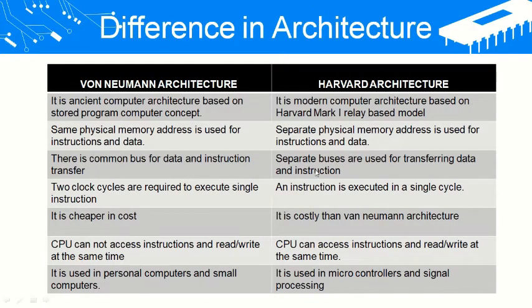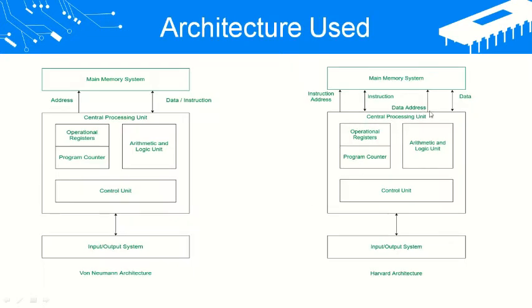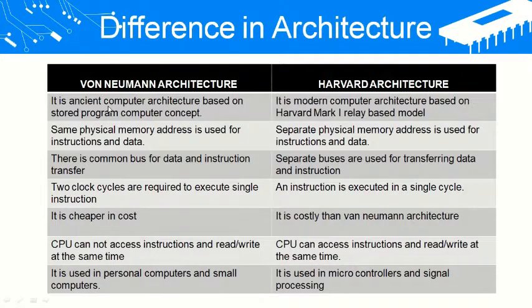Now come to the difference in architecture. Basically, Von Neumann architecture is an ancient computer architecture based on the stored program computer concept, whereas Harvard architecture is a modern computer architecture based on the Harvard relay based model. I've told that this is cheaper in cost because we haven't used something complex. It's a simple one, and the other is costly because there are many types of instruction set, data set. We can communicate in different ways. There's only one way to communicate here. That's why this is so. There is a common bus for data and instruction set, and a separate bus for each for transferring data and instruction set.